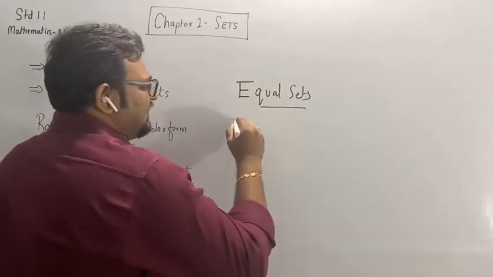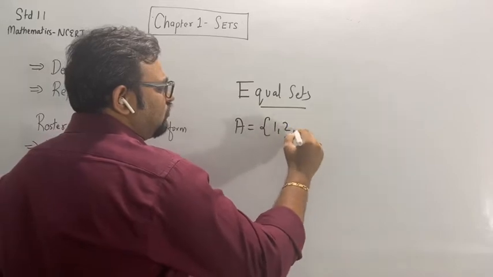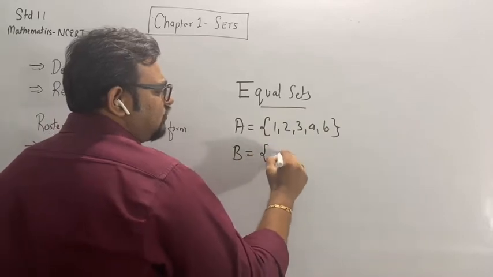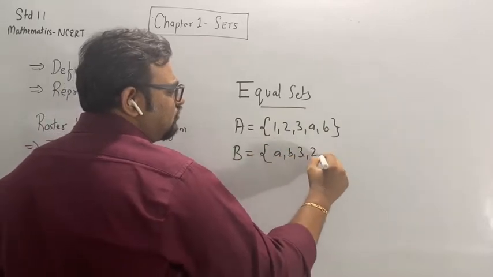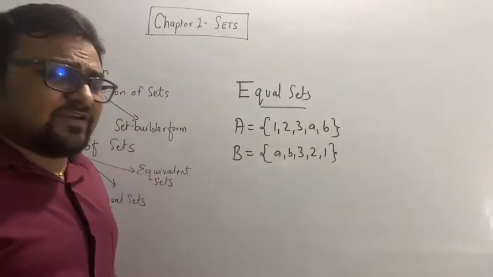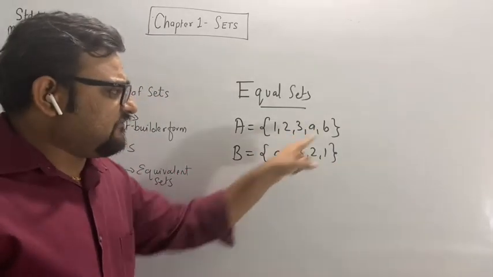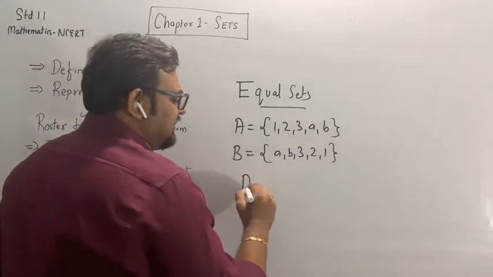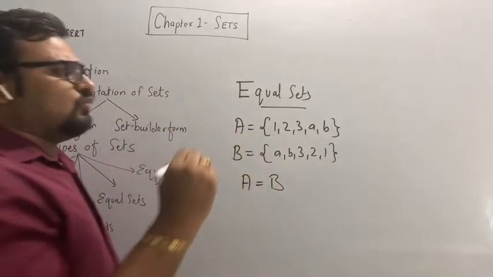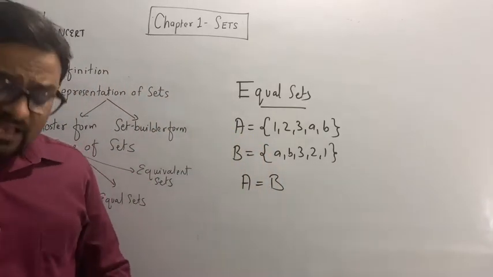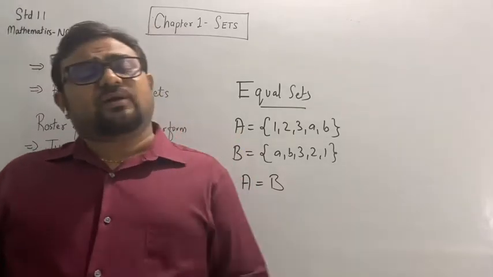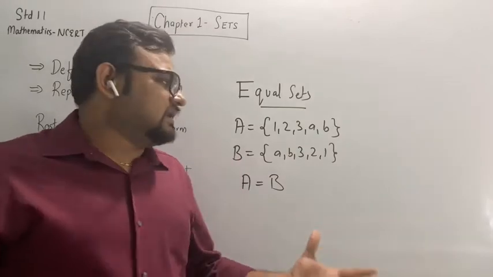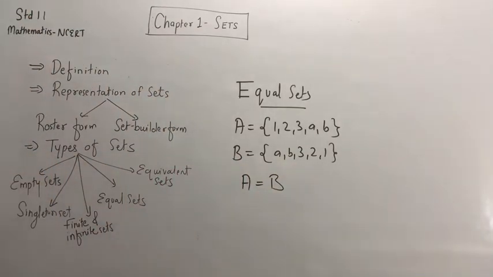Means if A is equal to {1, 2, 3, a, b}, 5 elements, and B is equal to {a, b, 3, 2, 1}, again 5 elements, and if you see, 1, 2, 3, a, b, all the elements are the same. So in this case, I can say A is equal to B. So if all the elements of set A are in set B, and the number of elements of both sets is the same, then they are called equal sets.